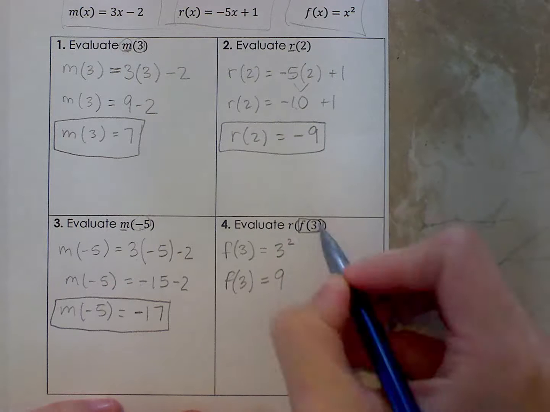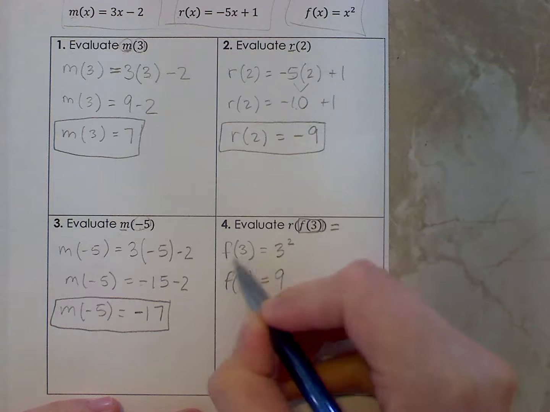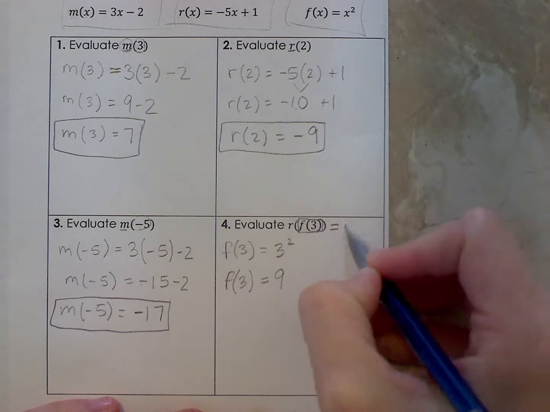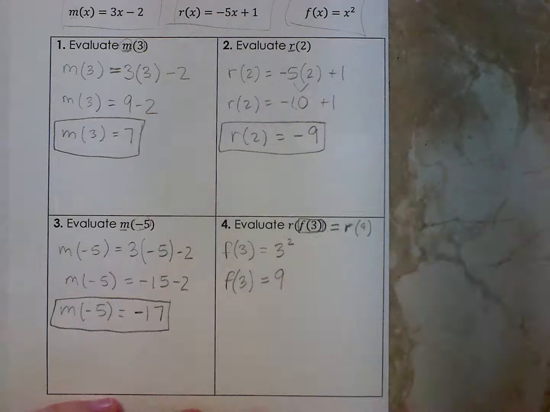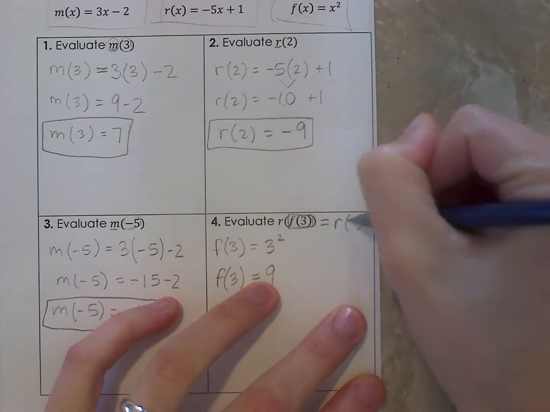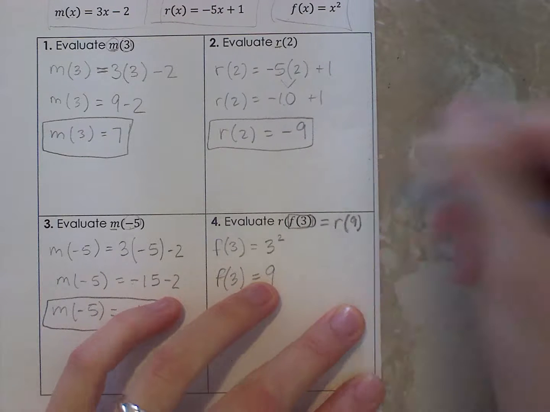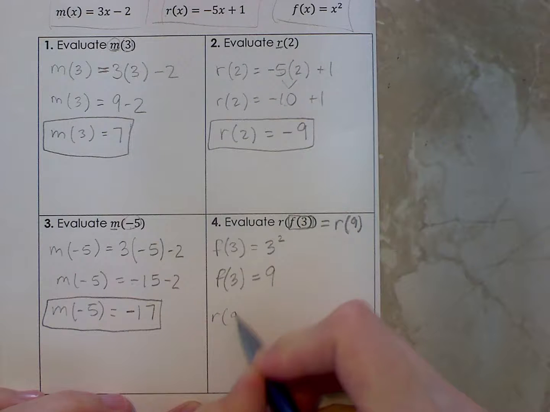So now what this means is that instead of having r and then in the middle f of 3, well, I know what f of 3 equals. It equals 9. So now this is going to be r of 9. That's what I'm evaluating next. Make it a little bit neater. R of 9 is what I'm evaluating next, because I've already figured out what f of 3 is. So now I'm going to do r of 9.